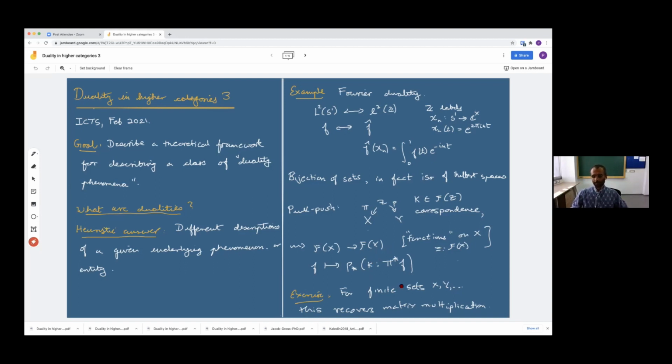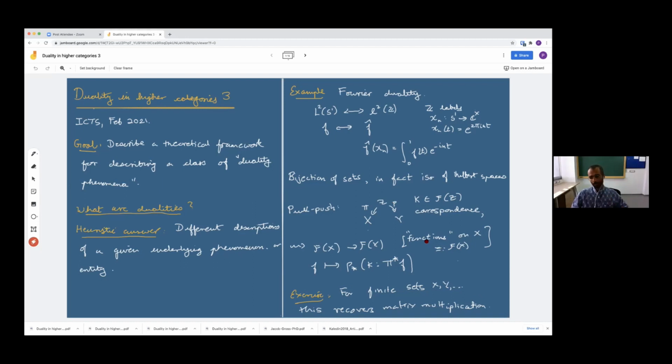So here's another familiar example of this. If I take X and Y to be finite sets, then pulling and pushing like this recovers matrix multiplication, because complex valued functions on a finite set, if the set has cardinality n, form a vector space of dimension n. Then I can pull it back to X cross Y. If Y has cardinality m, then X cross Y has cardinality n cross m. I can take a function on n cross m, which is nothing but a matrix, multiply and then push forward, which is sum.